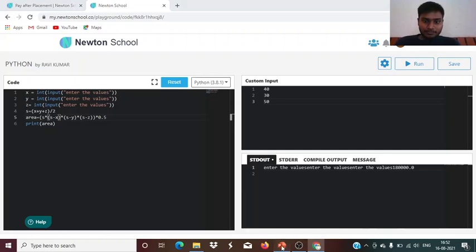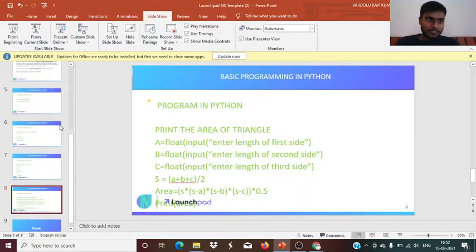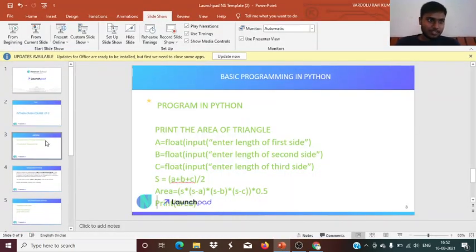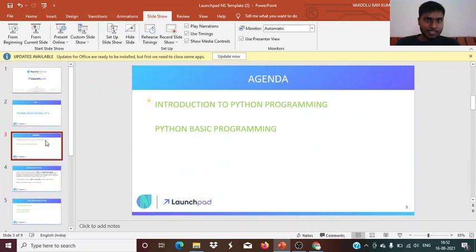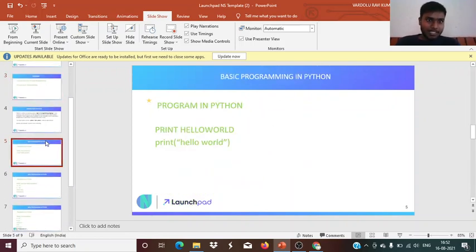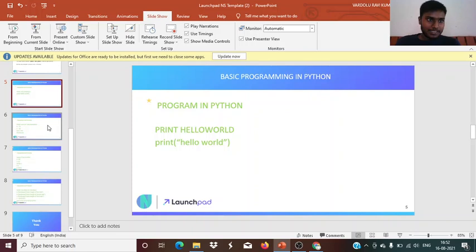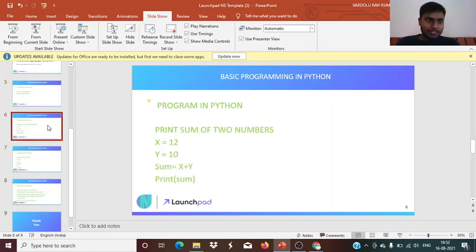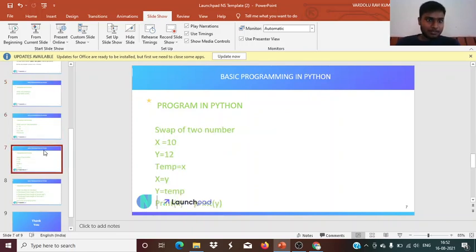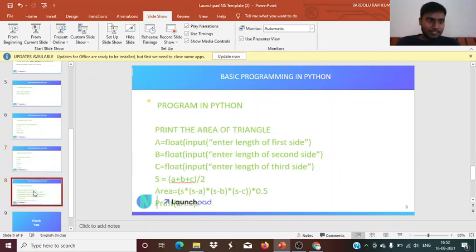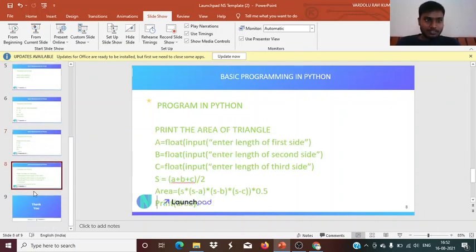Today's topic conclusion: we have discussed the introduction and basic programming. The basic programs were hello world, sum of two numbers, swapping of two numbers, and area of triangle. Thank you.